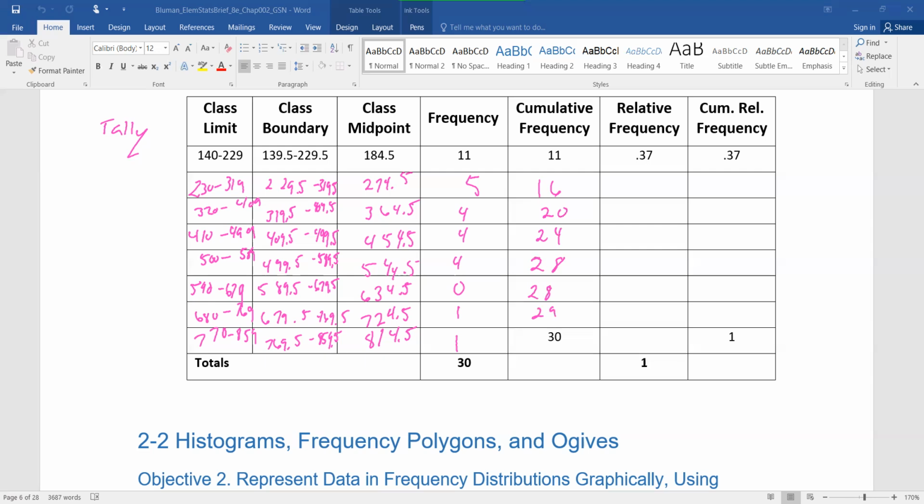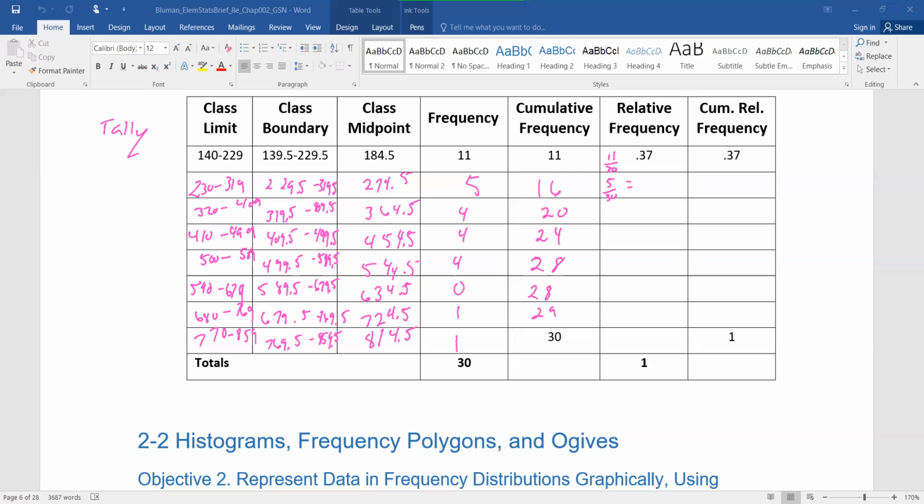All right, so then it says a relative frequency as a decimal. So what we'll do is we have 30. To figure out all these results, they went 11 divided by 30. That's how they got to 0.37. So we're going to do the same process. We're going to do 5 divided by 30. And what's that as a decimal?